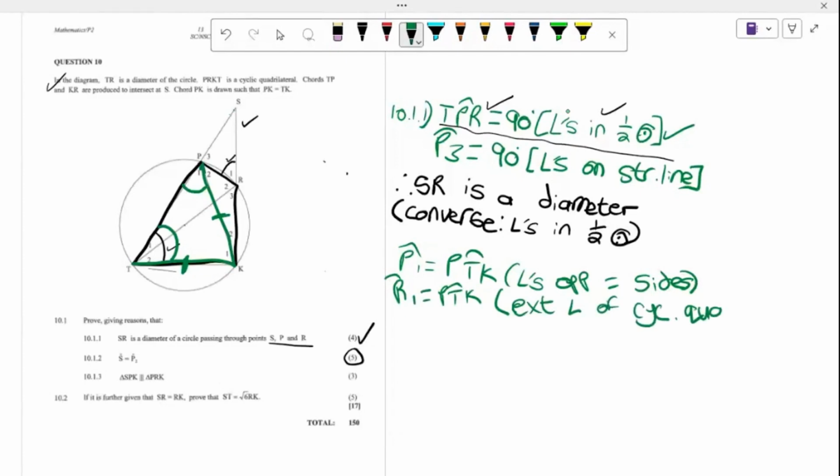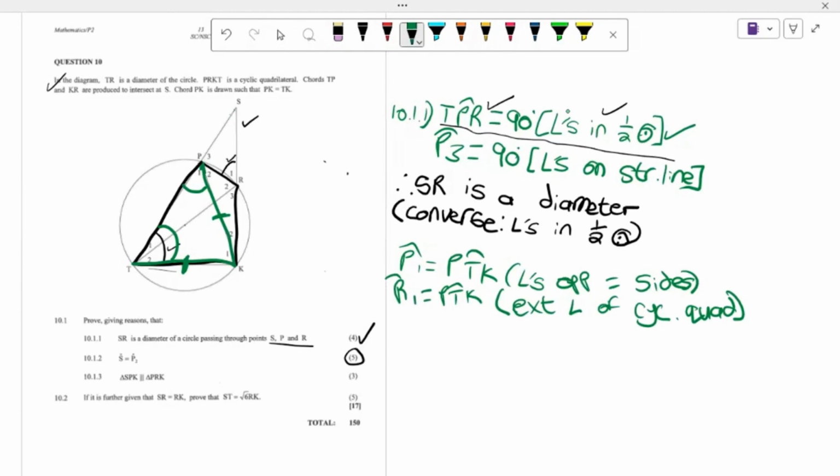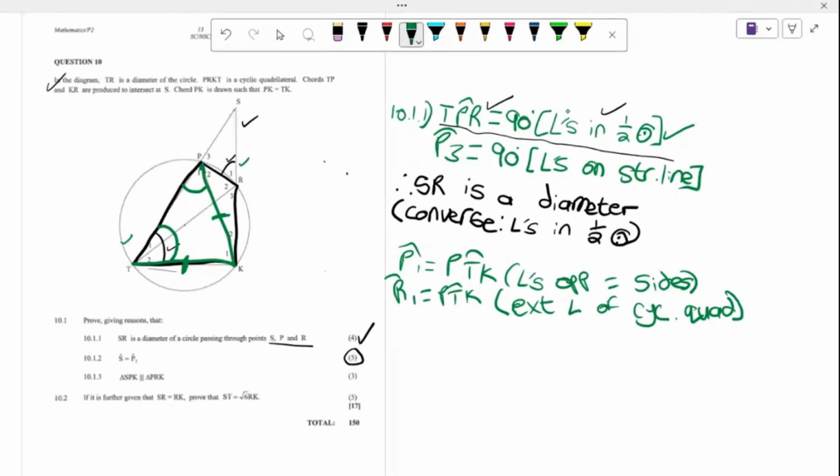Meaning this guy is equal to this guy. So I can see both of them are equal to angle PTK. Now, what can I deduce? I can deduce that therefore angle P1 is equal to angle R1. Why? Because both of them are equal to angle PTK.